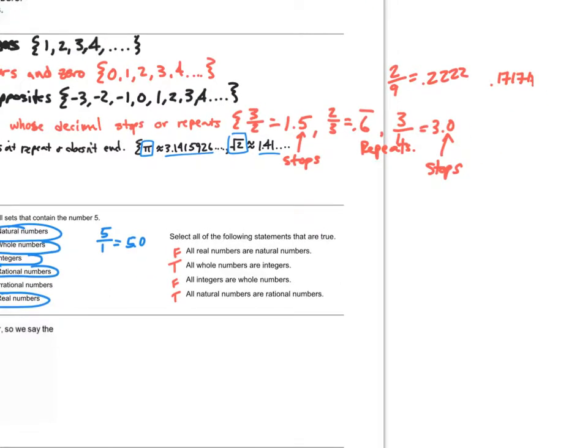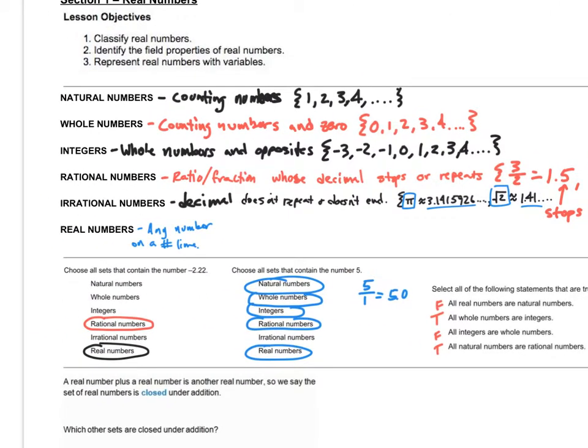The way that I can tell is that natural numbers are the counting numbers. Whole numbers are counting numbers and 0. Each of these groups of numbers, except for irrational, are a part of the one below it. So it goes this way, doesn't go this way.